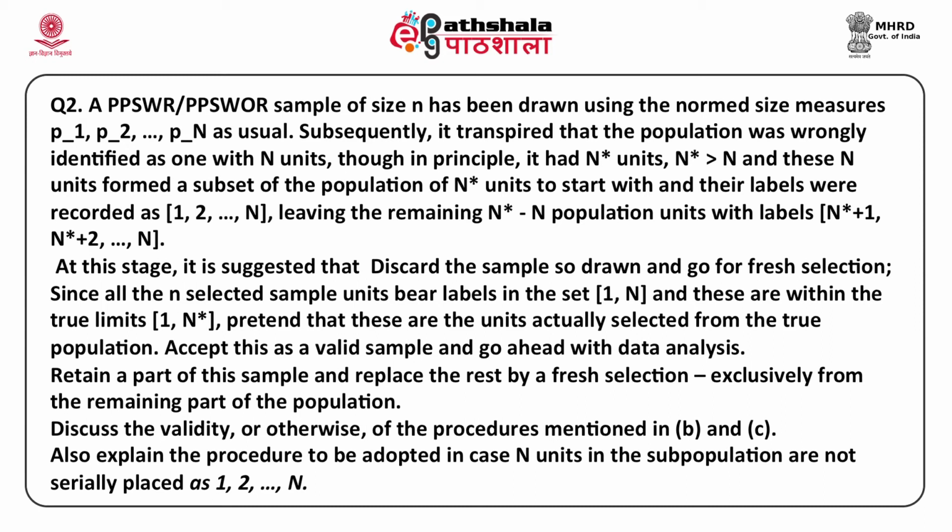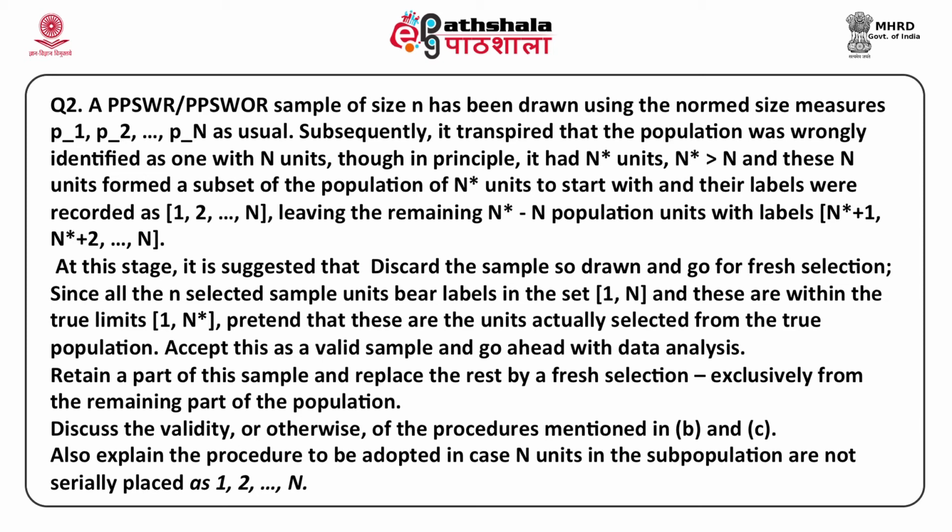Also explain the procedure to be adopted in case capital N units in the subpopulation are not serially placed as 1, 2, and so on to N. Let's see. So, this time it says you needed to go for a bigger population, but somehow you thought that some units are not contained in the population, you took a subset. You took a subset and over there you made your selection by using the PPS method, whatever it is. But later you realize that no, it is not up to this, it has to extend some more units which are left outside. Now what do I do?